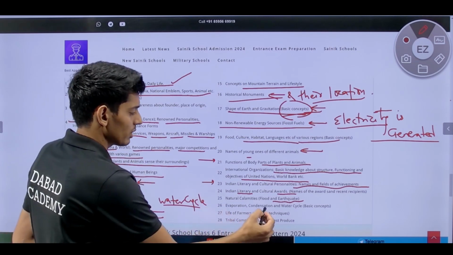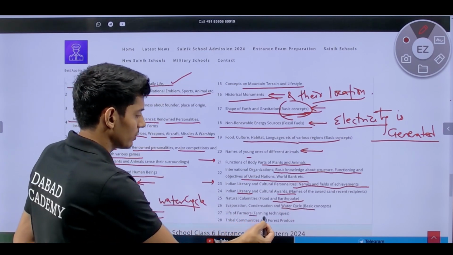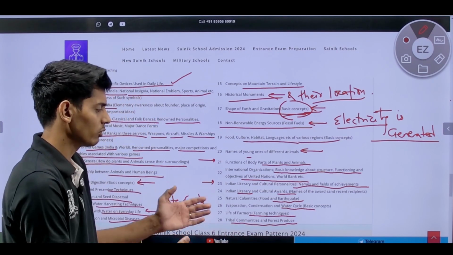Then we have evaporation, condensation and water cycle. Okay, I have already written about water cycle. 27th is life of farmers, farming techniques, tribal communities and forest produce. So that would be some of it.